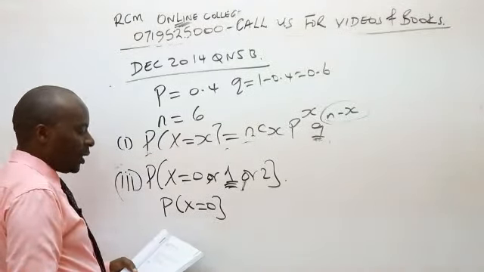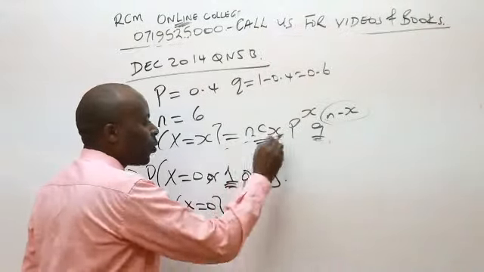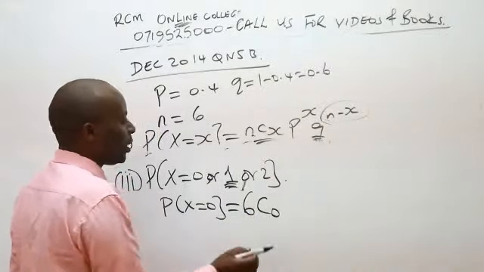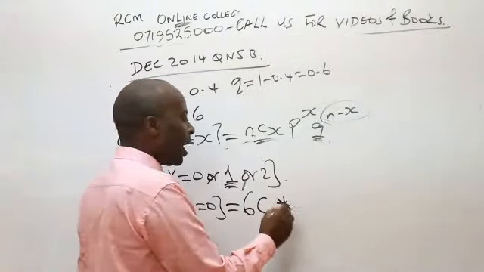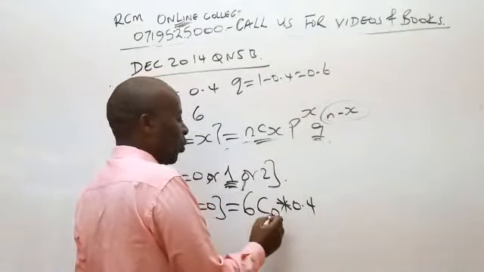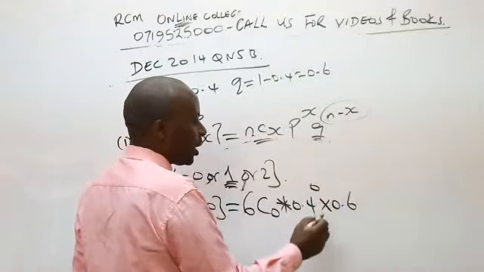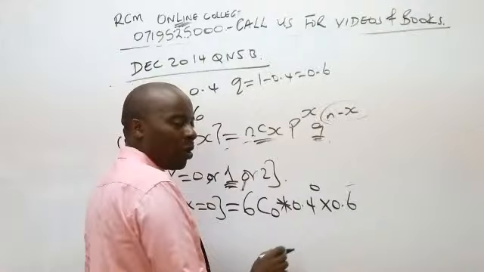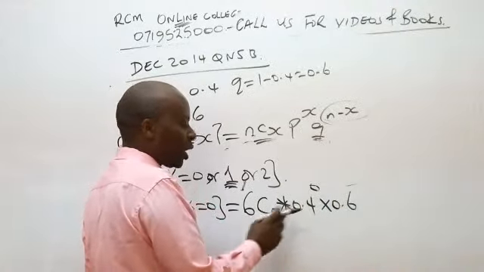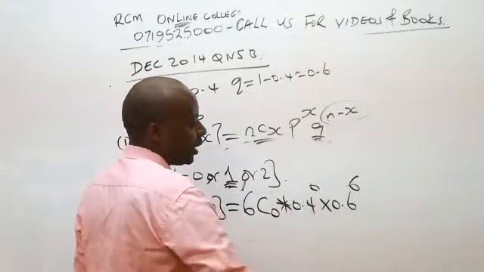Right? So in this case, probability of X equals 0. Then we have 6 combinations X, which is 0. I'm trying to plug in the parameters here. And then we have P, ladies and gentlemen, which happens to be 0.4 raised to X, which is 0, times 0.6 raised to the balancing power. We know that the two powers must always add up to N. So the balancing power is N minus X, so the balancing power here will be 6.